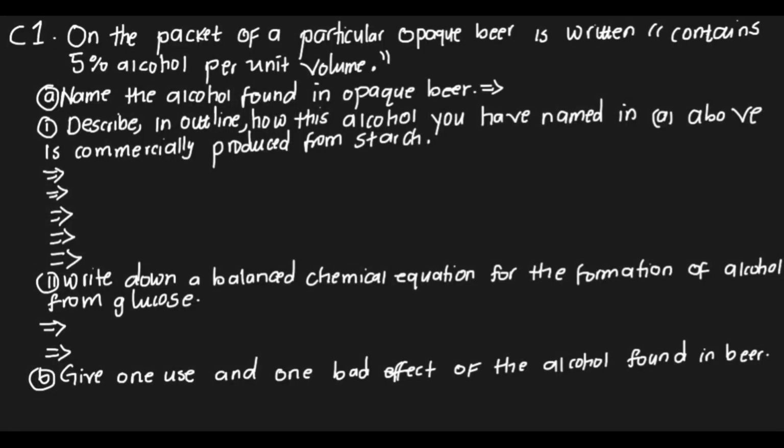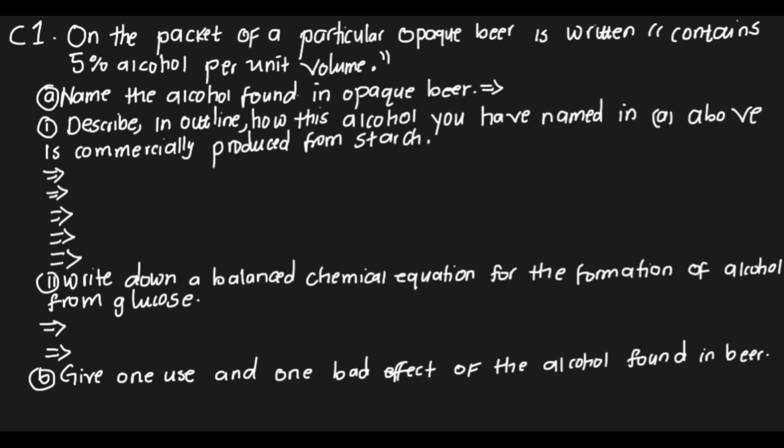In this video, we are going to look at questions from section C of Science paper 2 for 2017. Now, let's begin with the first question. On the packet of a particular beer is written, contains 5% alcohol per unit volume. Whenever we look at an opaque beer, we are looking at mostly the traditional alcohol that is made in Africa using starch.